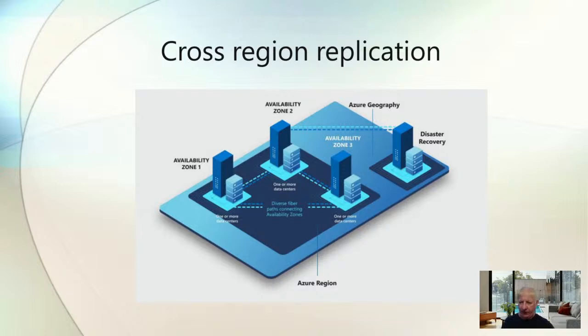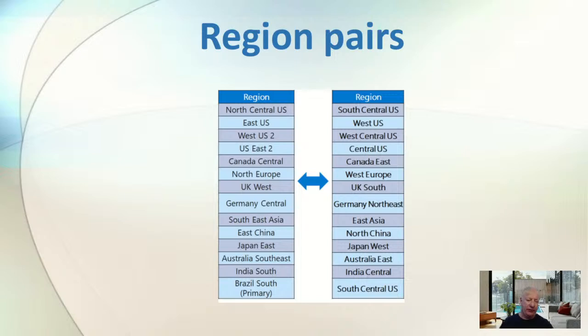This next slide will give you an idea of region peers. So each region has a peer. Where the arrows are there in the middle, you can see I'm in Northern Europe, and as I was saying, I was backing up to Western Europe, which is actually here. So if you're in North Central US, you'd back up to South Central US.